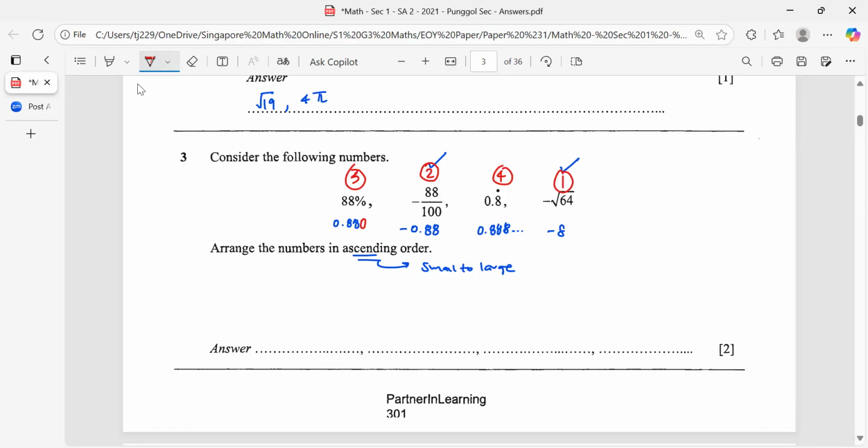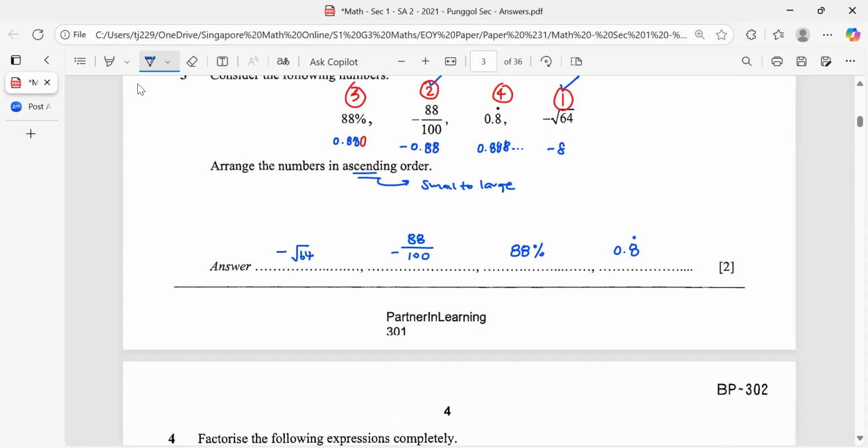Now that we have our sequence, we can list it out in the original form of the numbers. So we have to be very careful not to put down whatever I've written down in blue, but the original one instead. Okay, so the first one is negative square root 64. Number 2, negative 88 out of 100. Number 3, 88%. And number 4, 0.8 with a dot on top.